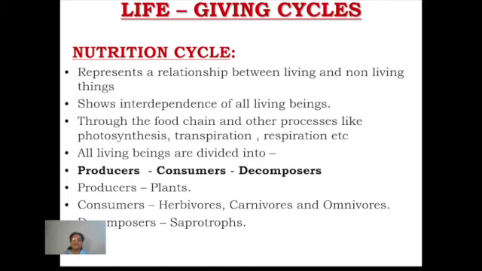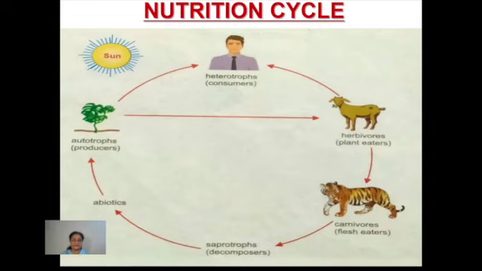Now, all the living beings are divided basically into either producers, consumers, or decomposers, right? Producers are basically the plants, primary producers. Consumers include the herbivores, carnivores, or omnivores. When we talk about decomposers, these include the saprotrophs. Here you can see a simple flowchart which shows the nutrition cycle.